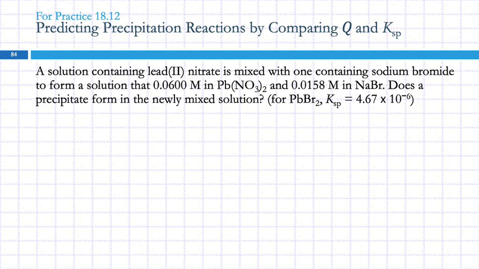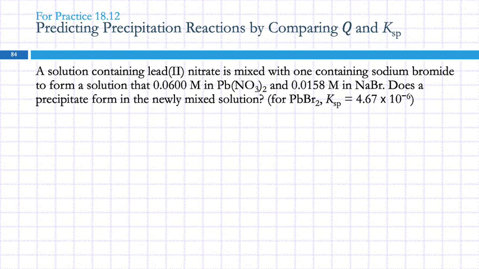Let's do an example. A solution containing lead(II) nitrate is mixed with one containing sodium bromide to form a solution that is 0.06 molar in lead nitrate and 0.0158 molar in sodium bromide. Does a precipitate form when you mix these two solutions together? So they're being kind to us here. They're not giving us concentrations of each of the individual solutions and then making us calculate what it is when you mix them together and the volume changes and all of that. So we can be thankful for that.